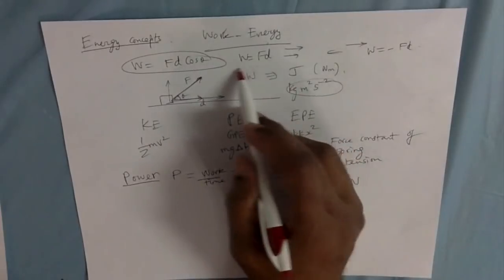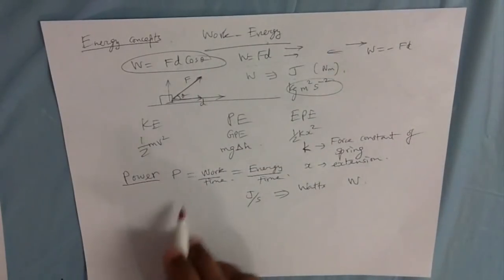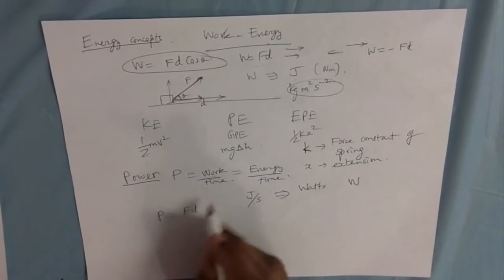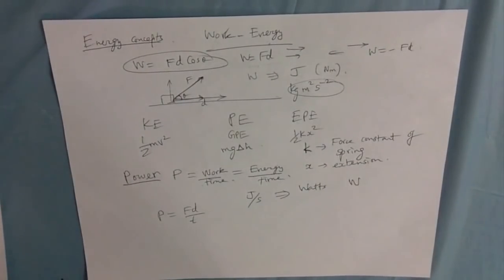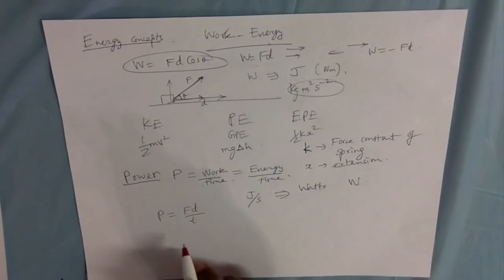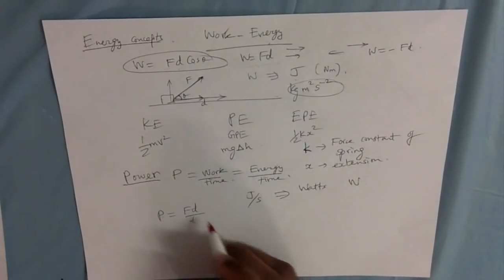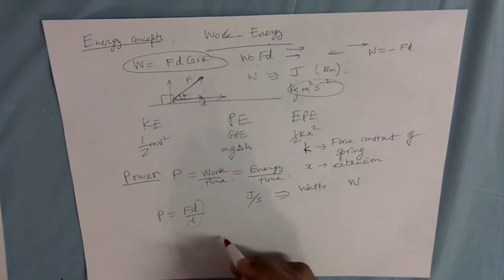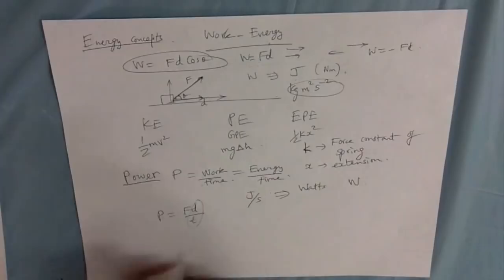Work done is FD. Okay, so if you take power is equal to work done, which is FD, divided by time. So FD divided by time is power. Okay, and if you look at it one way, the displacement over time is velocity, so power is force times velocity as well. You can actually have that.